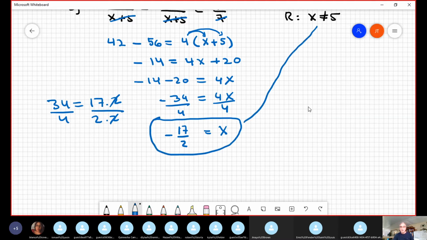And there is no coincidence with the restriction. Remember, the restriction is 5. Therefore, this answer is perfect. The solution set is this. Any questions?